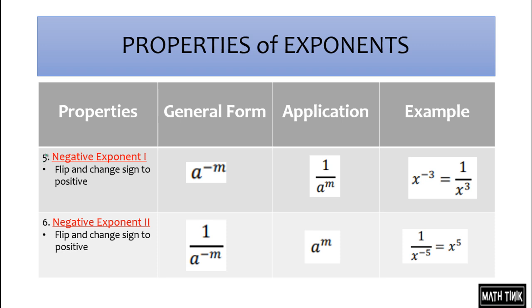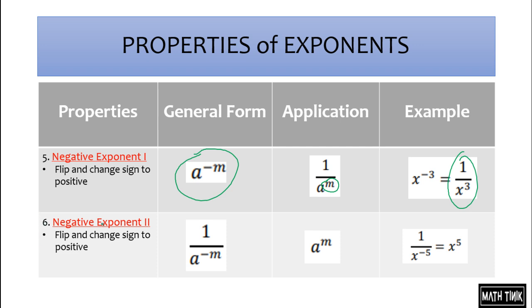Okay, next we have number 5, negative exponent. You have to flip and change the sign to positive. So this is the general form. If you encounter a base a raised to a negative exponent or a negative power, what you have to do is just flip and change the sign. So this is the application. You may write it this way so that the sign of the exponent will become positive. For example, you have x raised to the negative 3. That is equal now to 1 over x to the third power, or x raised to 3.